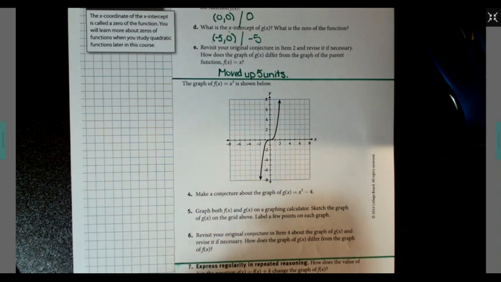Questions 4 through 6. The graph of f of x equals x cubed is shown below. Make a conjecture about the graph of g of x equals x cubed minus 4. Well, just a little bit ago, we had a plus 5 on the back end of my x, of the parent function. What do we think is going to happen to this minus 4?